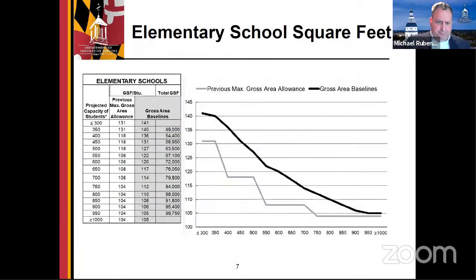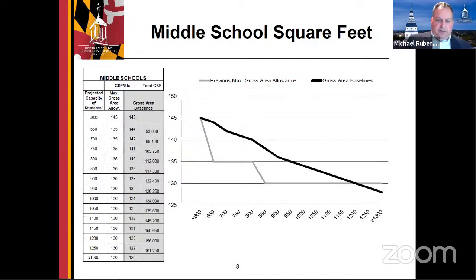Next slide. So for elementary schools, you can see the GABs are the dark line. And you can see pretty much for every size, the GABs allow for more square footage to be supported by state funding than the original maximum gross area allowances at all sizes of schools. Next one. For middle school, it's pretty much the same picture, except at the very far end of the size spectrum, the GABs fall below the old allowance. And the last one is the high school.